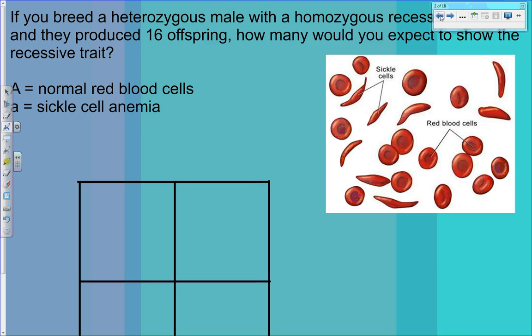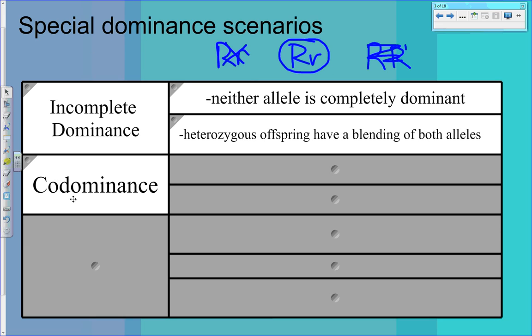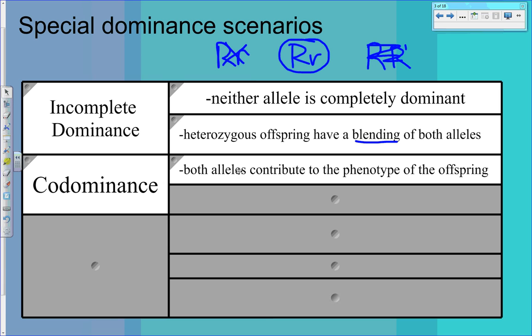Another example of special dominance is codominance. Now think about what the prefix co means. Like if you have co-captains on a team, that means they're both captains. It's not like you blend the two together like we blend in incomplete dominance. And again, a key word for incomplete is blending. In codominance, both of the alleles contribute to the phenotype of the offspring.